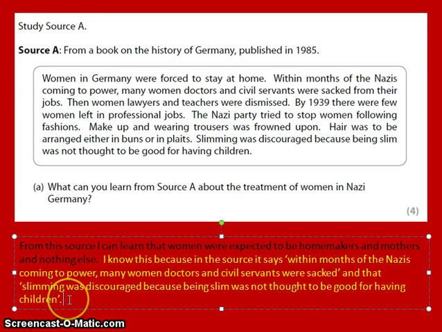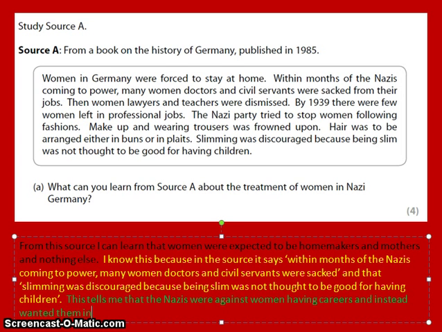Now, if you really wanted to, you could briefly add a bit more onto this. You don't have to. I think that would get 4 out of 4, but you could add something like, this tells me that the Nazis were against women having careers and instead wanted them at home.